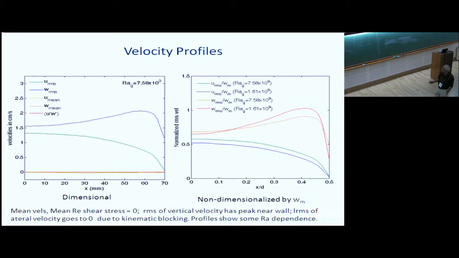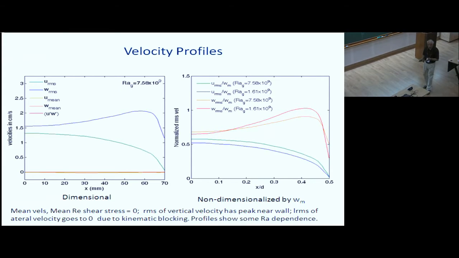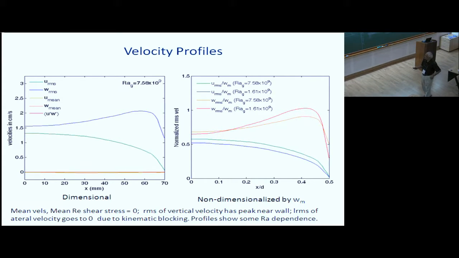So the lateral velocity fluctuations die out much faster because of the kinematic blocking effect of the walls. And of course, the velocity fluctuations have to be zero at the wall. And so this is essentially like a fluctuating turbulent velocity field next to a wall. And if you were to do experiments at different Rayleigh numbers, you get similar profiles, but they're not exactly the same. So there is still a Rayleigh number effect.